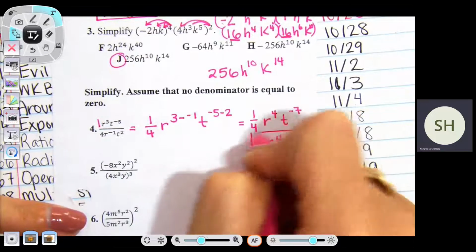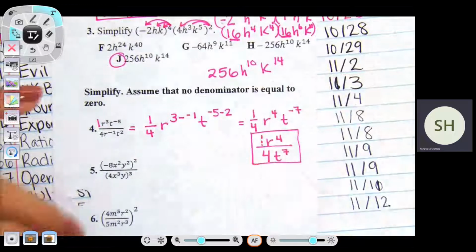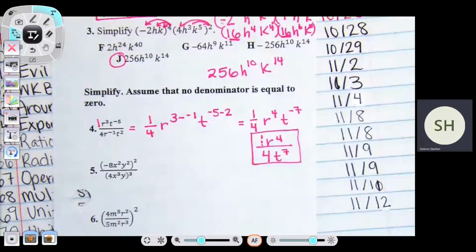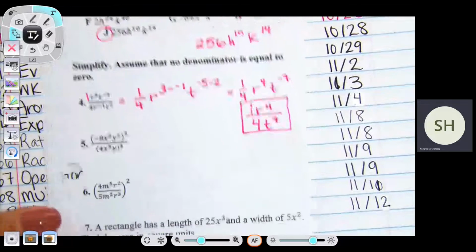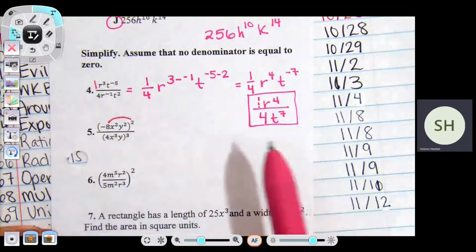You could write a whole number of 1 right here to represent 1/4, but that's not technically fully simplified, so you don't really want to write the 1. Number 5 is power to a power, so I'm going to bring that in. The first thing that's getting that power is -8.